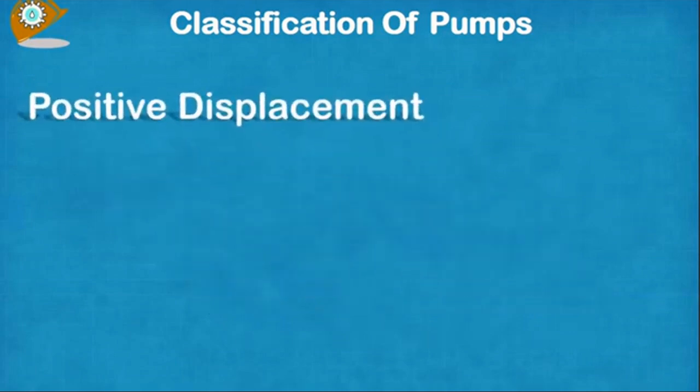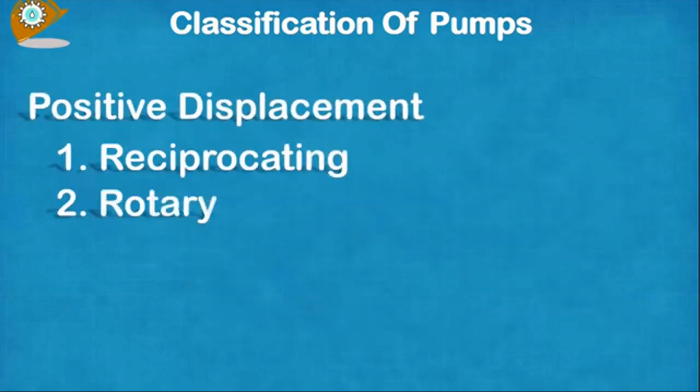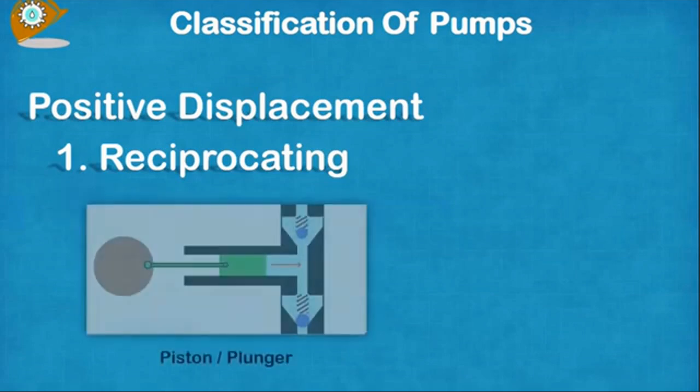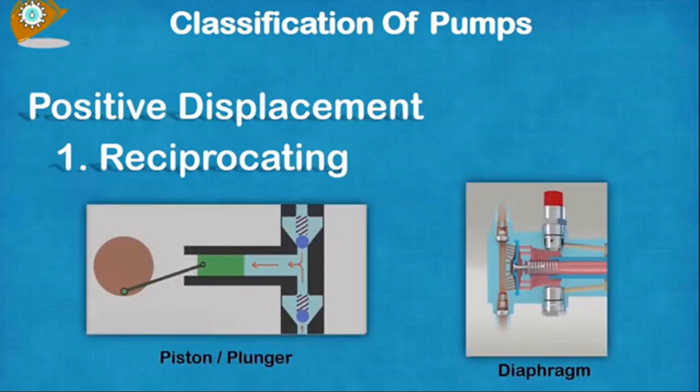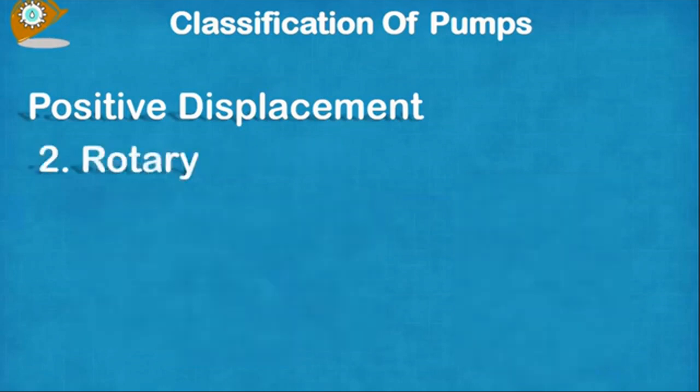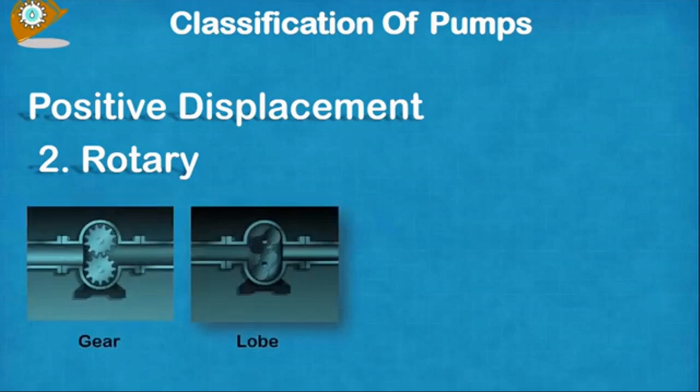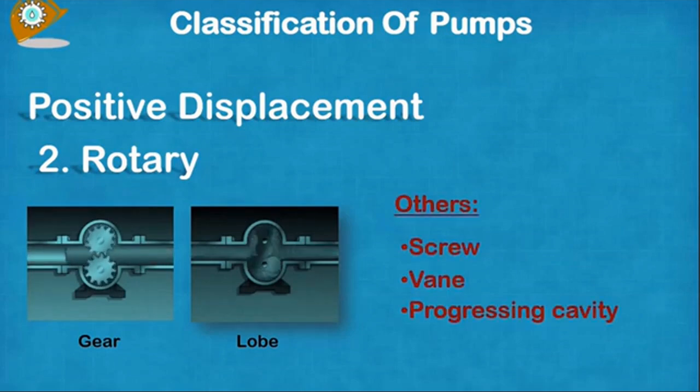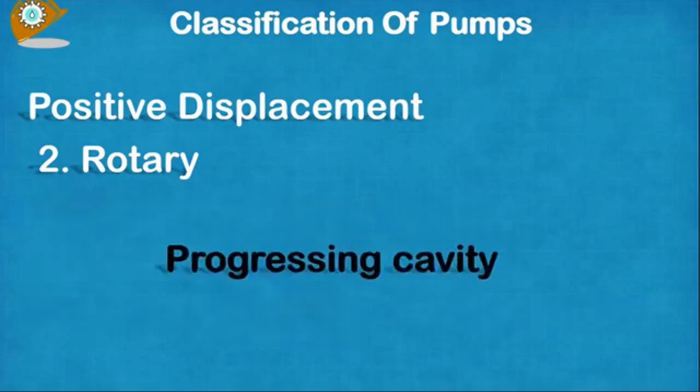Reciprocating and rotary pumps are the two main categories under which positive displacement pumps fall. For reciprocating pumps, a plunger, piston, or diaphragm moves back and forth as a result of the pump's reciprocating action, causing liquid to flow into and out of the pump. For rotary pumps, a system of gears and lobes draws liquid into the suction nozzle. You can see the animation of the liquid being forced out of the discharge nozzle. Screw, vane, and progressive cavity rotary pump types are additional ones in use. We'll talk about the progressive cavity pump in this video.